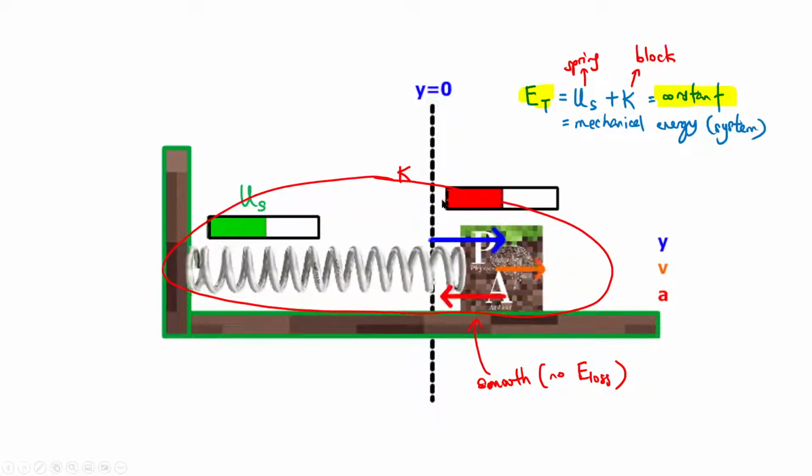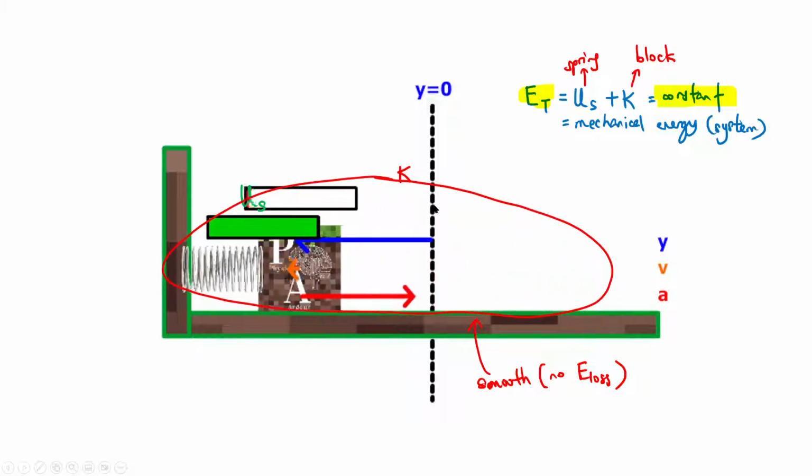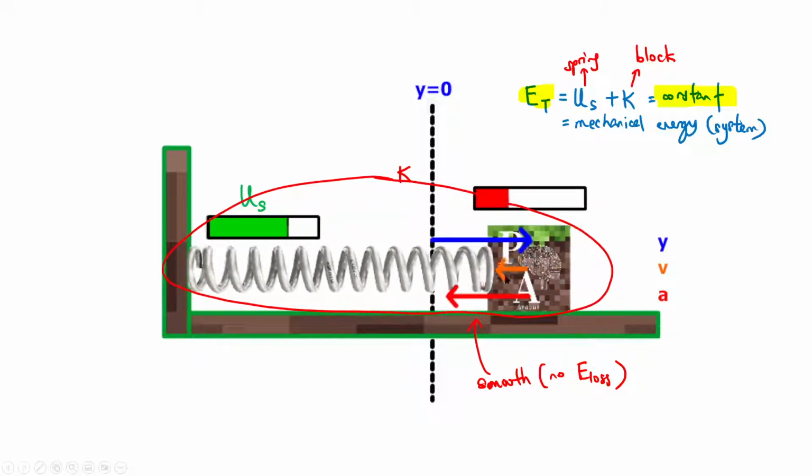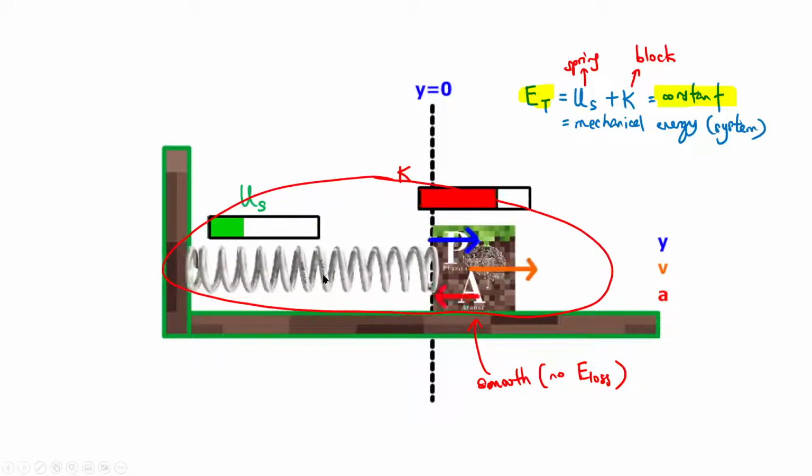You see that? This energy always interchanges from block to spring, spring to block, block to spring, spring to block as the block oscillates.